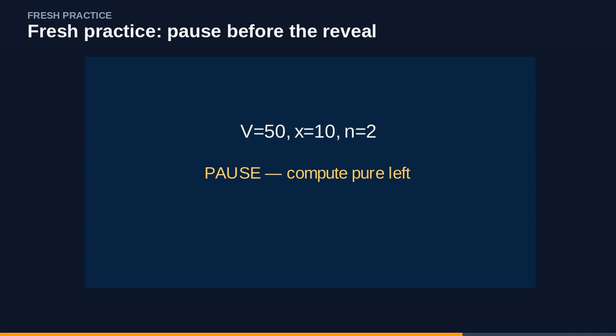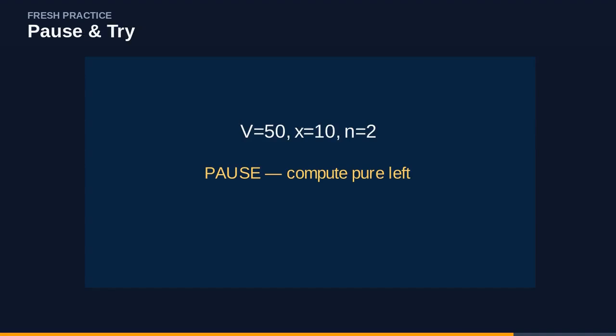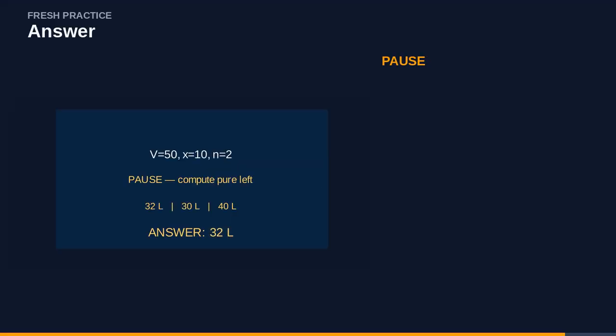A 50-liter vessel full of milk has 10 liters replaced with water twice. Pure milk left is? The answer is 32 L, because 50 times 1 minus 10 over 50, squared, equals 50 times 4 over 5 squared, equals 50 times 16 over 25, equals 32. 30 L is removing 10 twice from 50. 40 L is only one replacement.